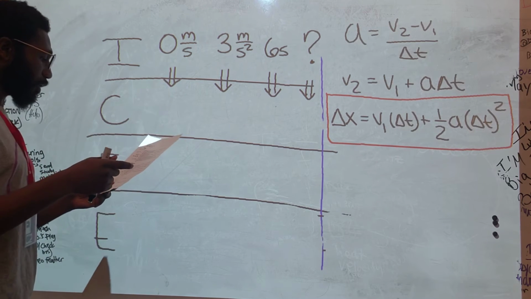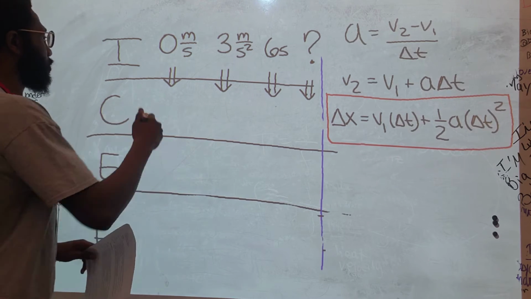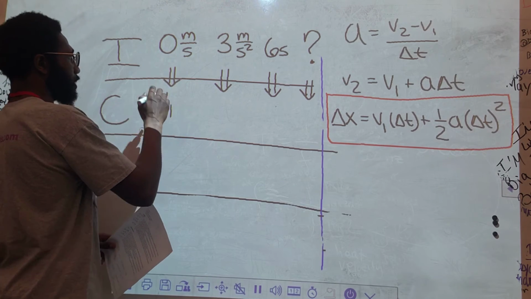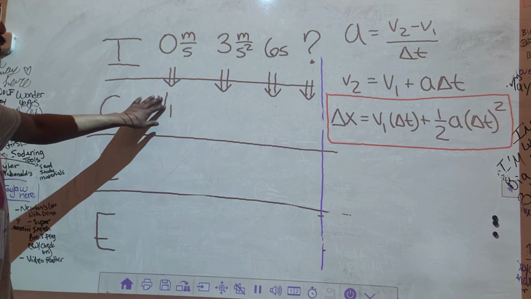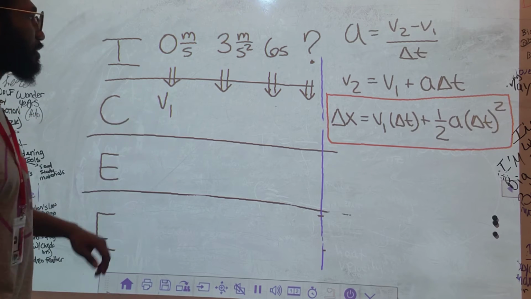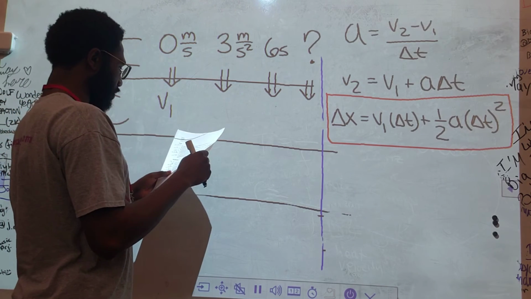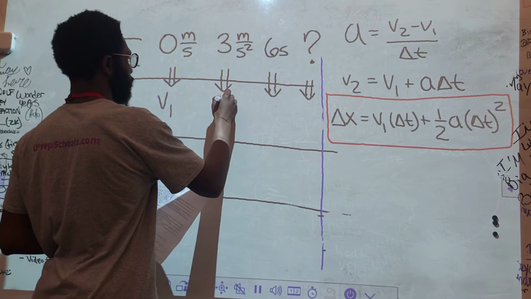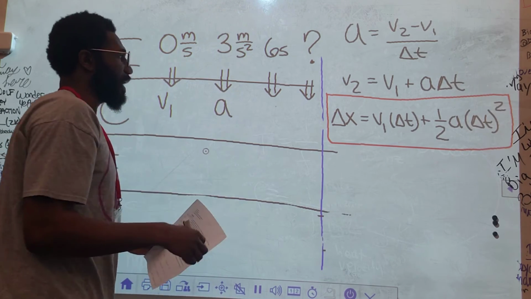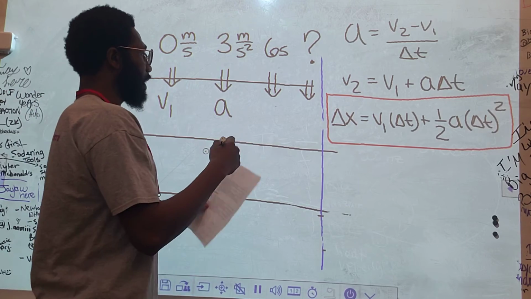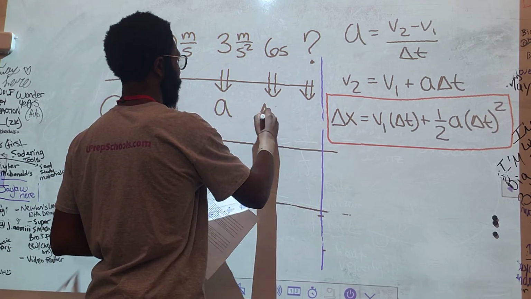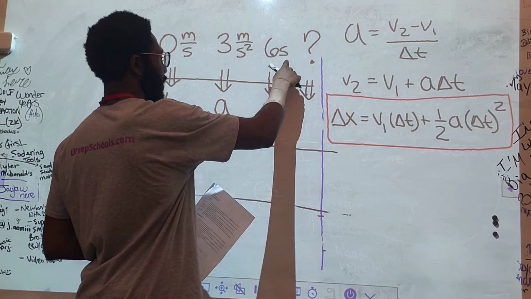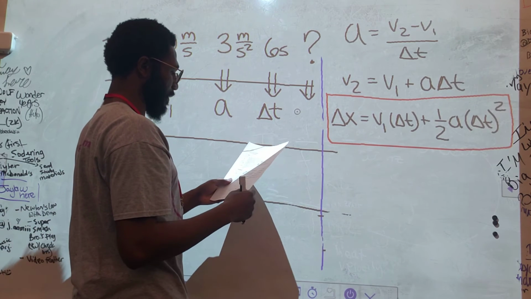So the problem told us the initial velocity of the track runner is 0 meters per second. So that is V1, that is the initial velocity. Then it says the track runner accelerates at a rate of 3 meters per second squared, so we're gonna put A down for acceleration. And it tells us this time, because we know it's 6 seconds, that is delta t, that's time.